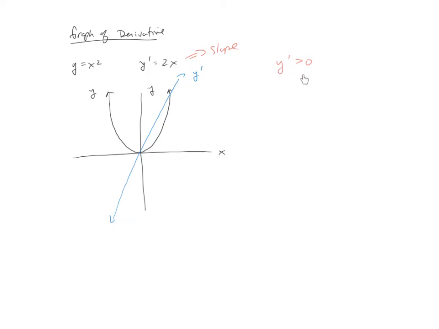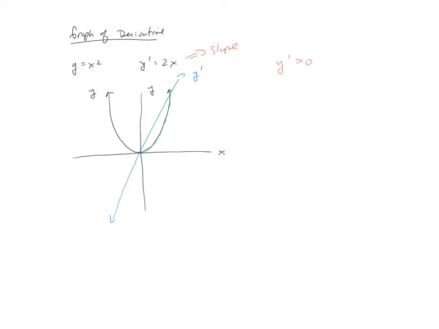So our derivative is positive from 0 to positive infinity, which makes sense because if you look at all of the tangent lines to this curve from 0 to positive infinity, aren't they going to have positive slopes? Now they're going to have different slopes, but they're always going to have positive slopes.